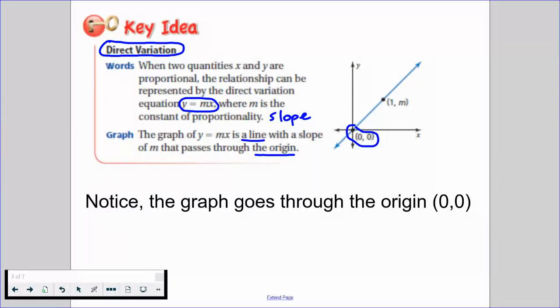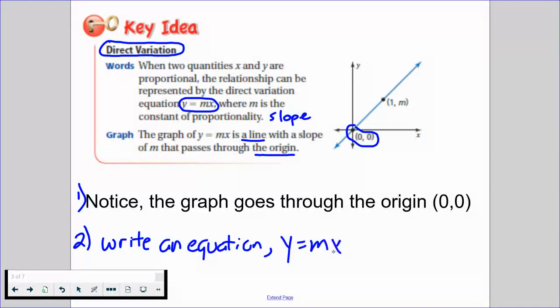So when we talk about direct variation, there's two main components. One is that it goes through the origin. That is the first main component. It has to go through the origin if we're looking at the graph. If it goes through the origin and it's linear, that's awesome. The second main component is that we can write an equation, again, which is y is equal to mx.